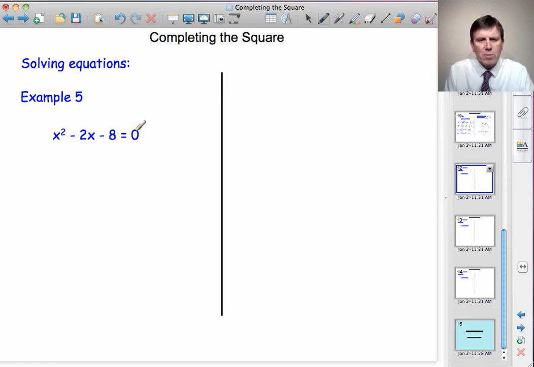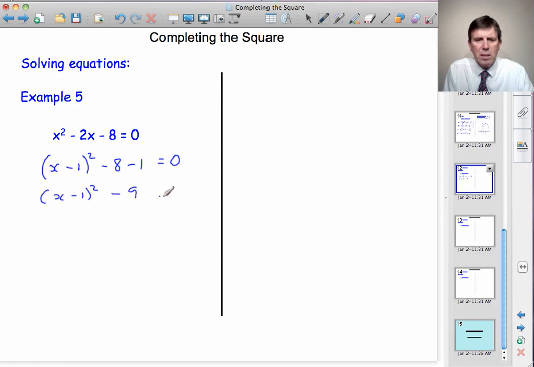X squared minus 2x minus 8 equals 0. If we complete the square on the left hand side, we get x minus 1 squared, taking half of the minus 2, minus 8. Now then, the minus 1 squared is plus 1, so I have to take off the 1, and that's equal to 0. So x minus 1 squared minus 8 minus 1 is minus 9 is equal to 0. And now I take the 9 to the other side, where it becomes plus 9.